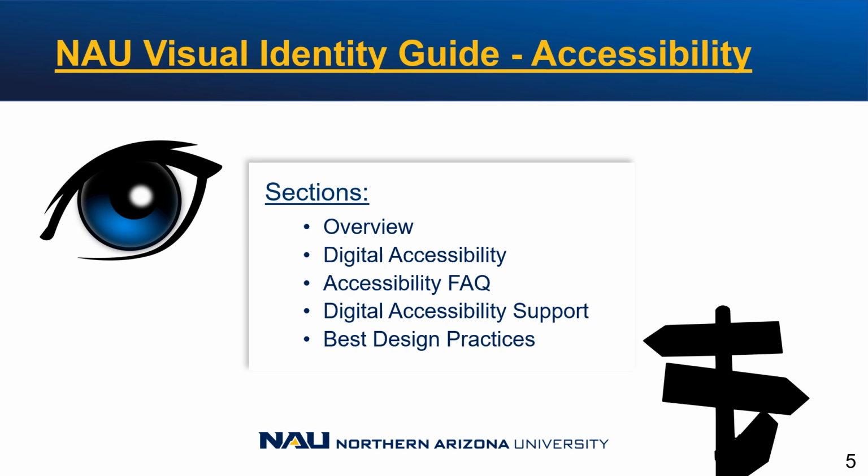One really helpful resource for accessible marketing would be the accessibility section of the NAU Visual Identity Guide. There are different markers within this section, which include the overview, some definitions, some FAQs, some additional supports on campus, and then best design practices. If you don't save anything else from this PowerPoint, this would be a really important one to bookmark if you can.